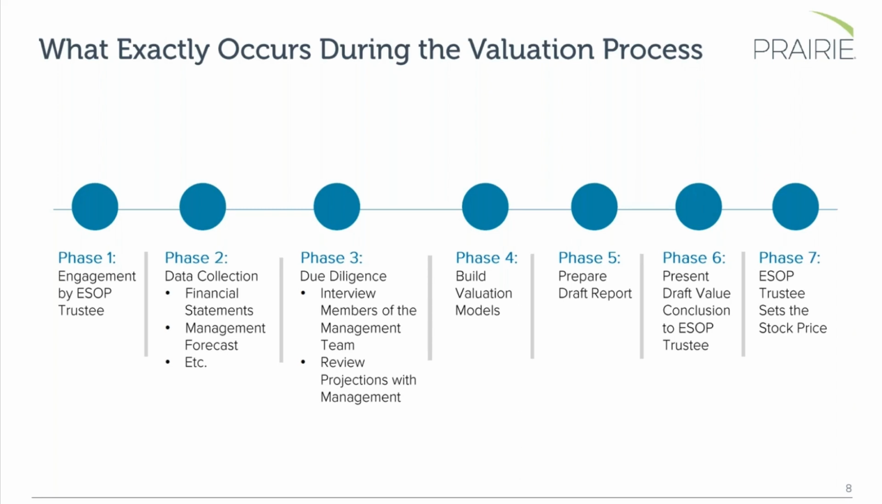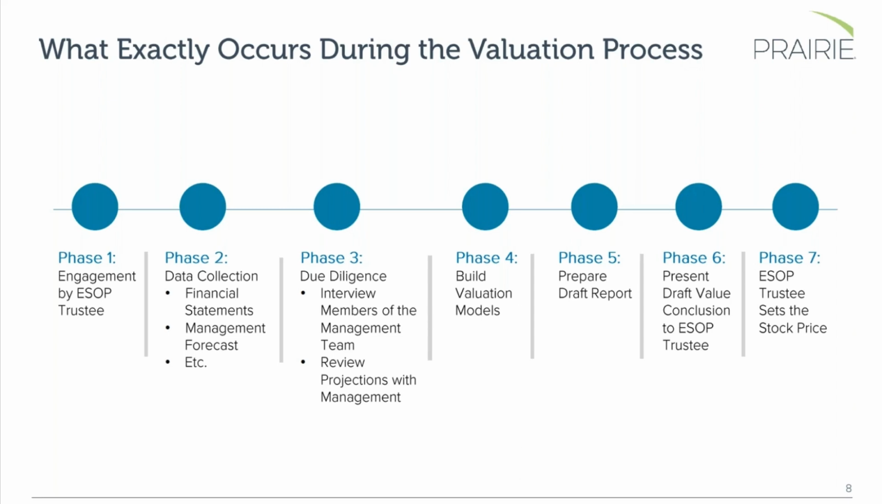That leads us into phases 4 and 5, where we're building our valuation model and preparing our draft report. We get that draft report out to our trustee with our valuation conclusion. And then in phase 7, we usually have our committee review, where we defend our valuation position for either the annual update or some type of transaction. But in a simple graph, that pretty much gives us our entire valuation process.